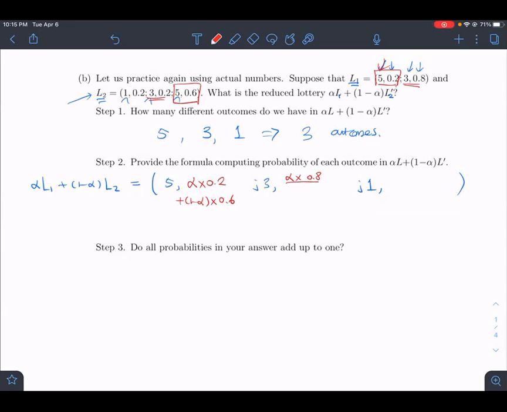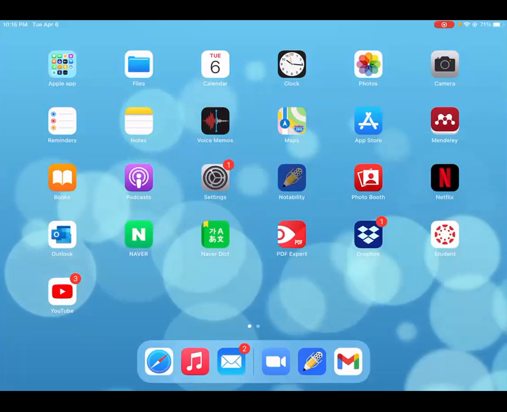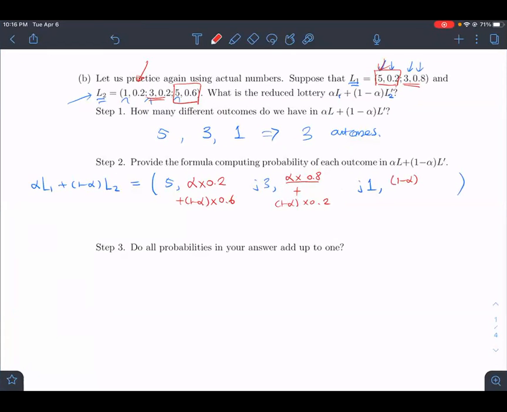This is the probability that 3 comes up from the first lottery L1, plus 1 minus alpha times 0.2. And for the last outcome, 1, this only appears in the second lottery L2. So we need 1 minus alpha here. Oops, I'm sorry. Yeah, 1 minus alpha times 0.2. Okay. If we calculate this, then we will have this final nice reduced lottery. Any questions?